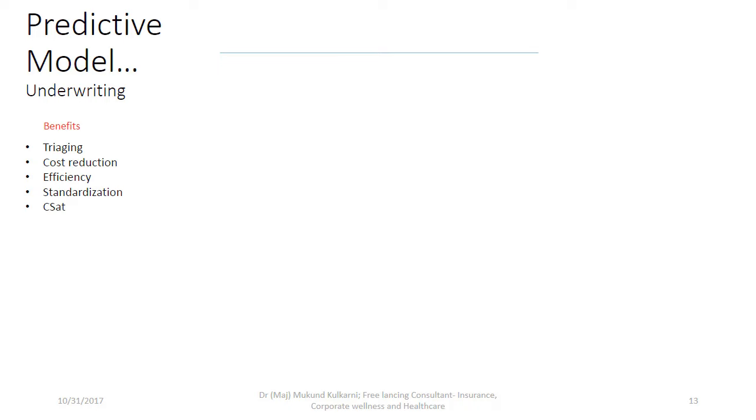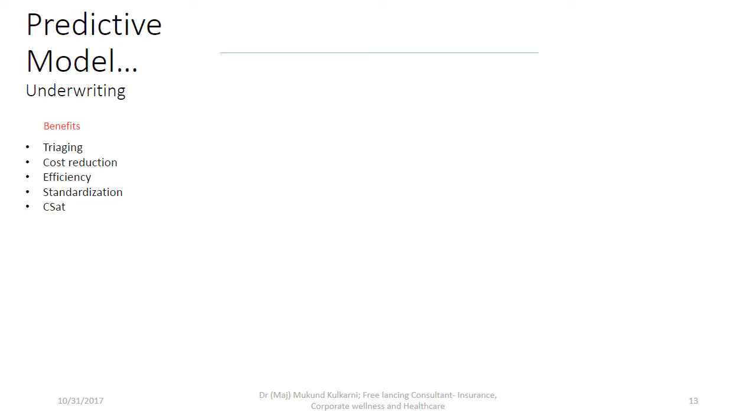And of course, because we are optimizing our resource allocation, there will be cost reduction and efficiency, and inter-observer variability is also going to be minimal, and hence standardization benefits are going to come in. And at the end, it will also lead to better customer satisfaction, because customers who need services are being given services to a much better extent than a random choice.